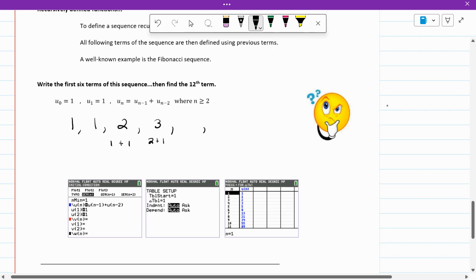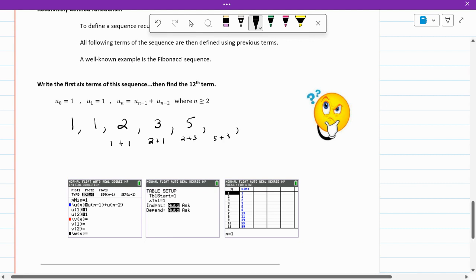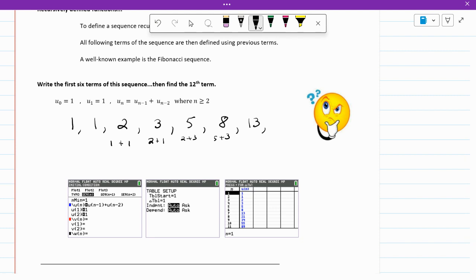And then the next term would be 2 plus 3, so it would be 5. The next term would be 5 plus 3, so it would be 8. And then 5 plus 8 is 13, and so on. So that is known as the Fibonacci sequence, where it is recursively defined, which means you get the next term by using the previous terms and the rule.